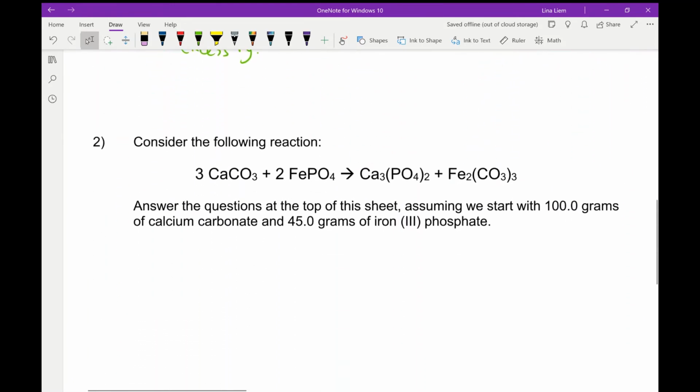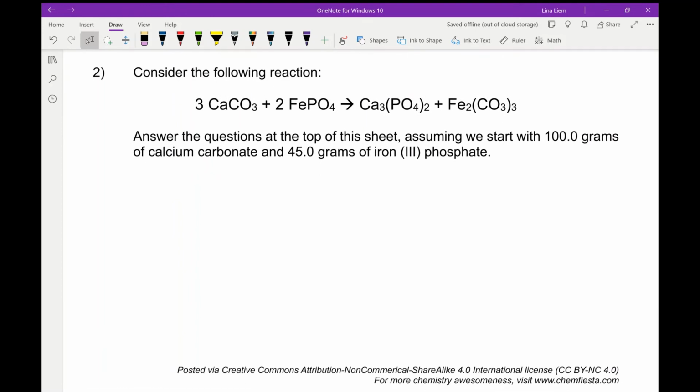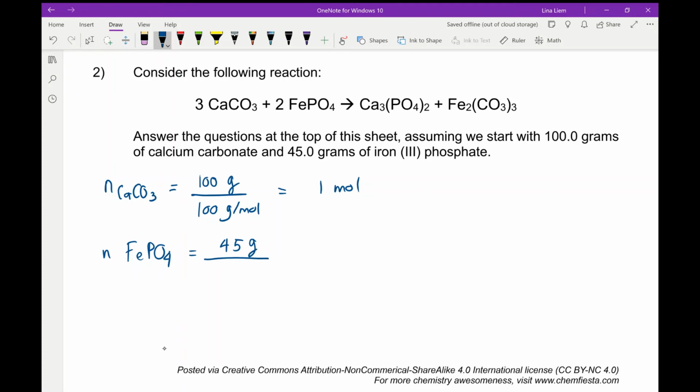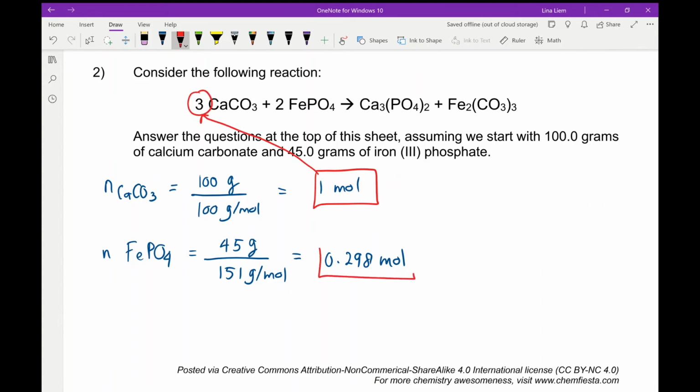Let's do another example. First, we convert gram to mole. Next, we find out which one is the limiting reagent. Now, how do we do that? Remember, take the mole divided by the coefficient, and take this mole divided by the coefficient.